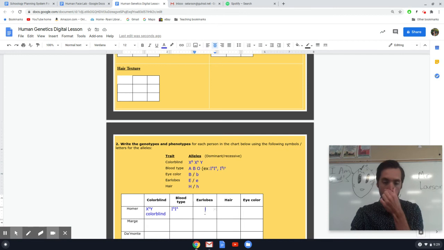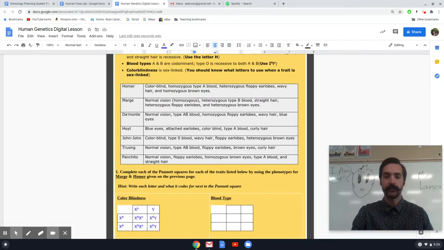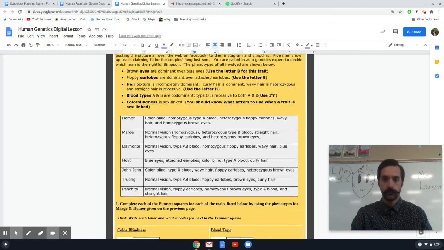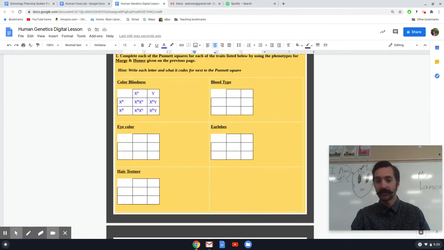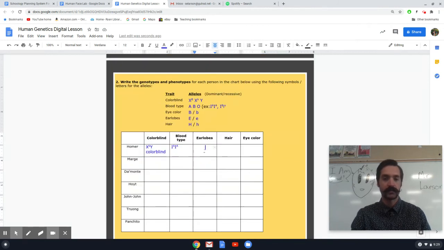Now his earlobes. His earlobes, as it says in the section below, are heterozygous floppy. In this section, floppy earlobes are dominant over attached earlobes. So he is heterozygous, and heterozygous means that they are different. He is floppy heterozygous, meaning he will have one dominant allele and one recessive allele. So remember, heterozygous means different, homozygous means the same.